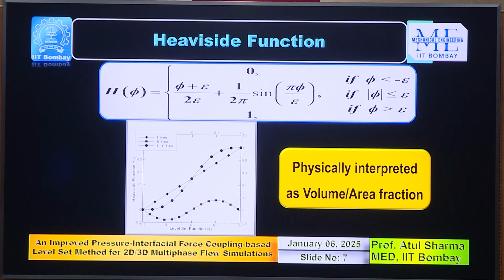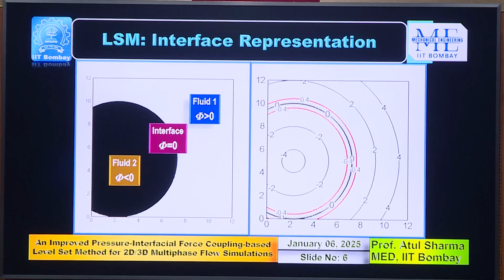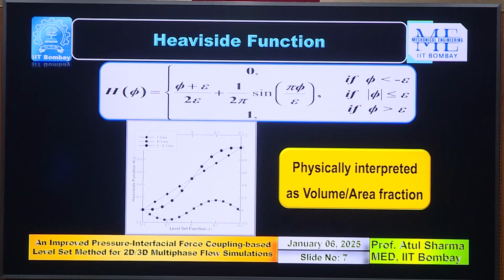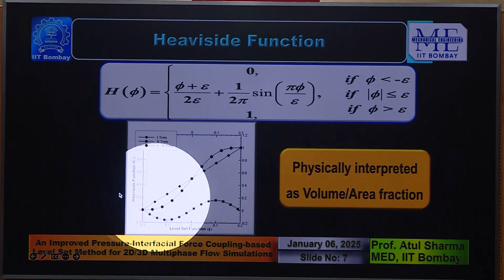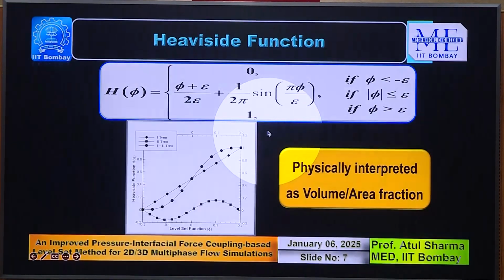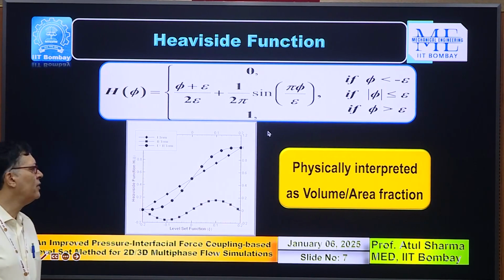So thermophysical properties are smeared across that red band using a second function, which is called the Heaviside function. This function is a combination of a linear function and a sinusoidal function, and this results in a smooth variation of the interface across the red band.